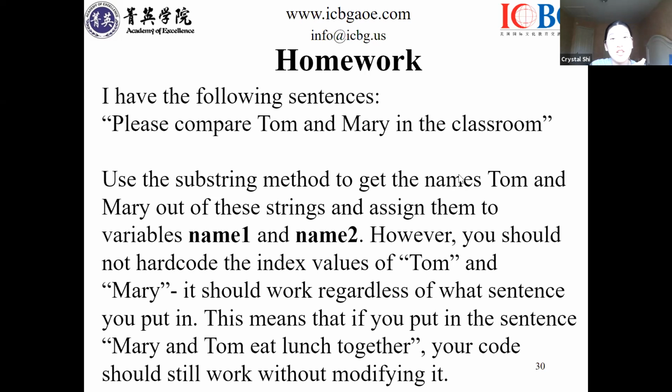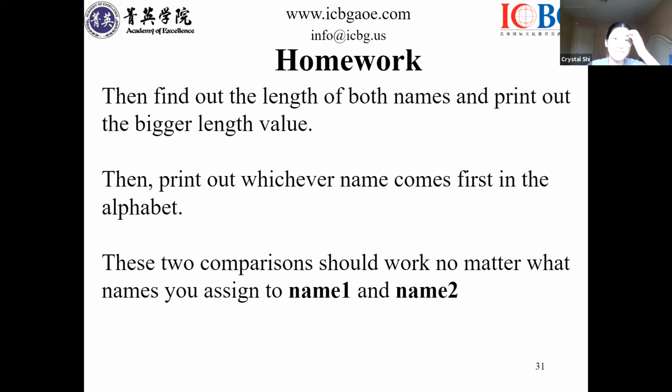And then use that value to get your substring. So if I give it a different sentence where Tom and Mary are in different places, you should still be able to get the right answer without changing your code. And then I want you to find out the length of both names and print out the bigger length value. And then print out whichever name comes first alphabetically. These two comparisons should also work no matter what names you assign. So they should be coded in and not just you printing out Mary because you know Mary comes first.